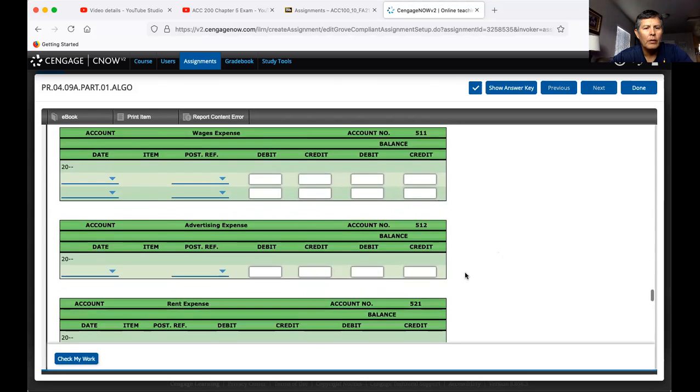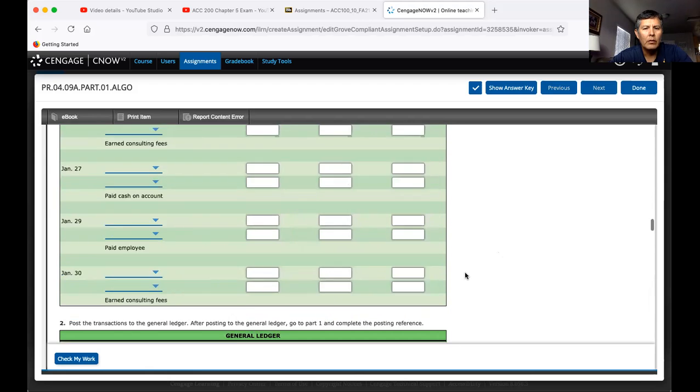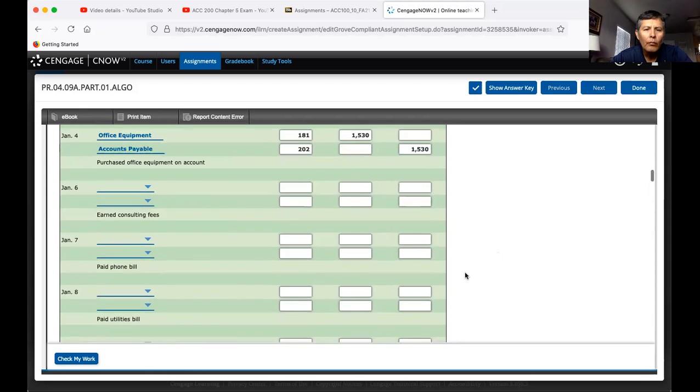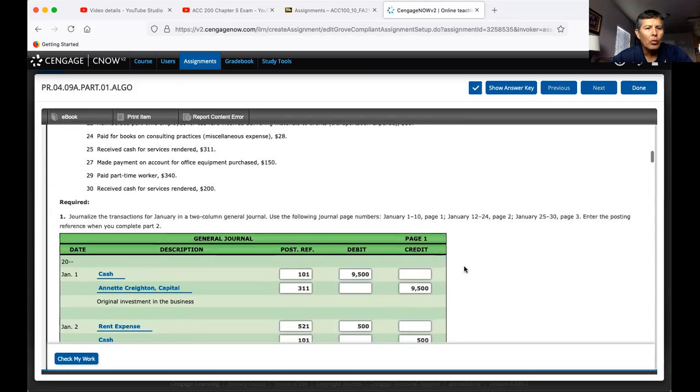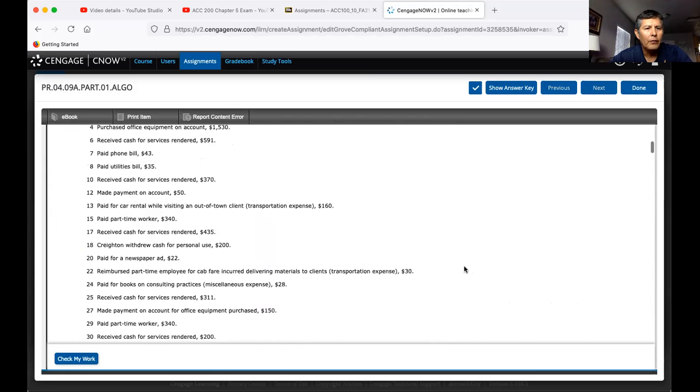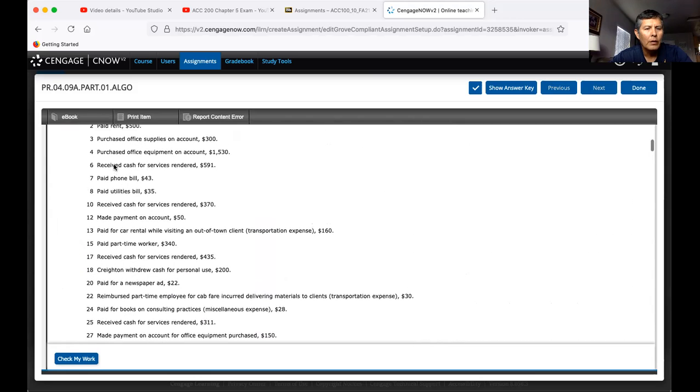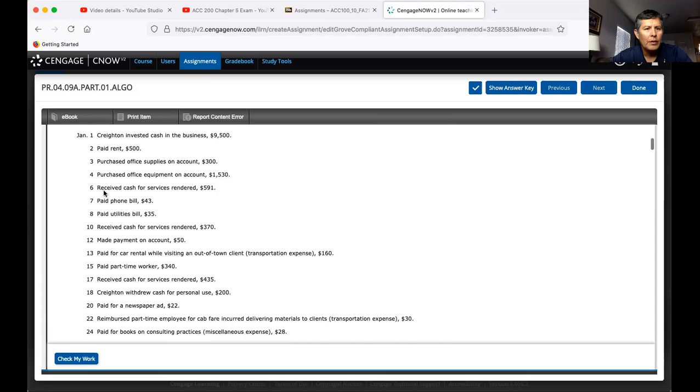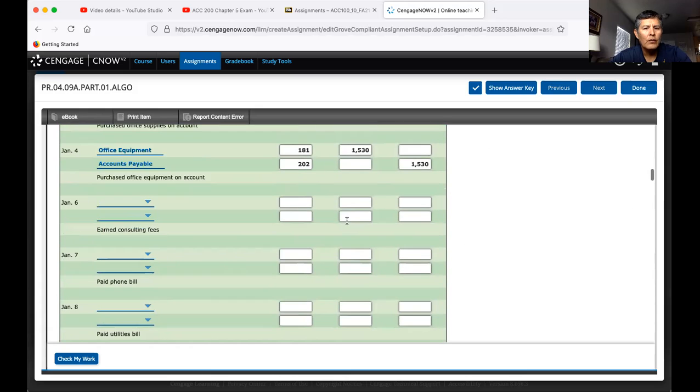Okay. These are revenue and expenses. We have a couple of expenses. Okay. Go back up. All right. So the 4th, we did 4. Now we're on 5. We're on 6. January 6th, received cash for services rendered at 591. Cash for 591.